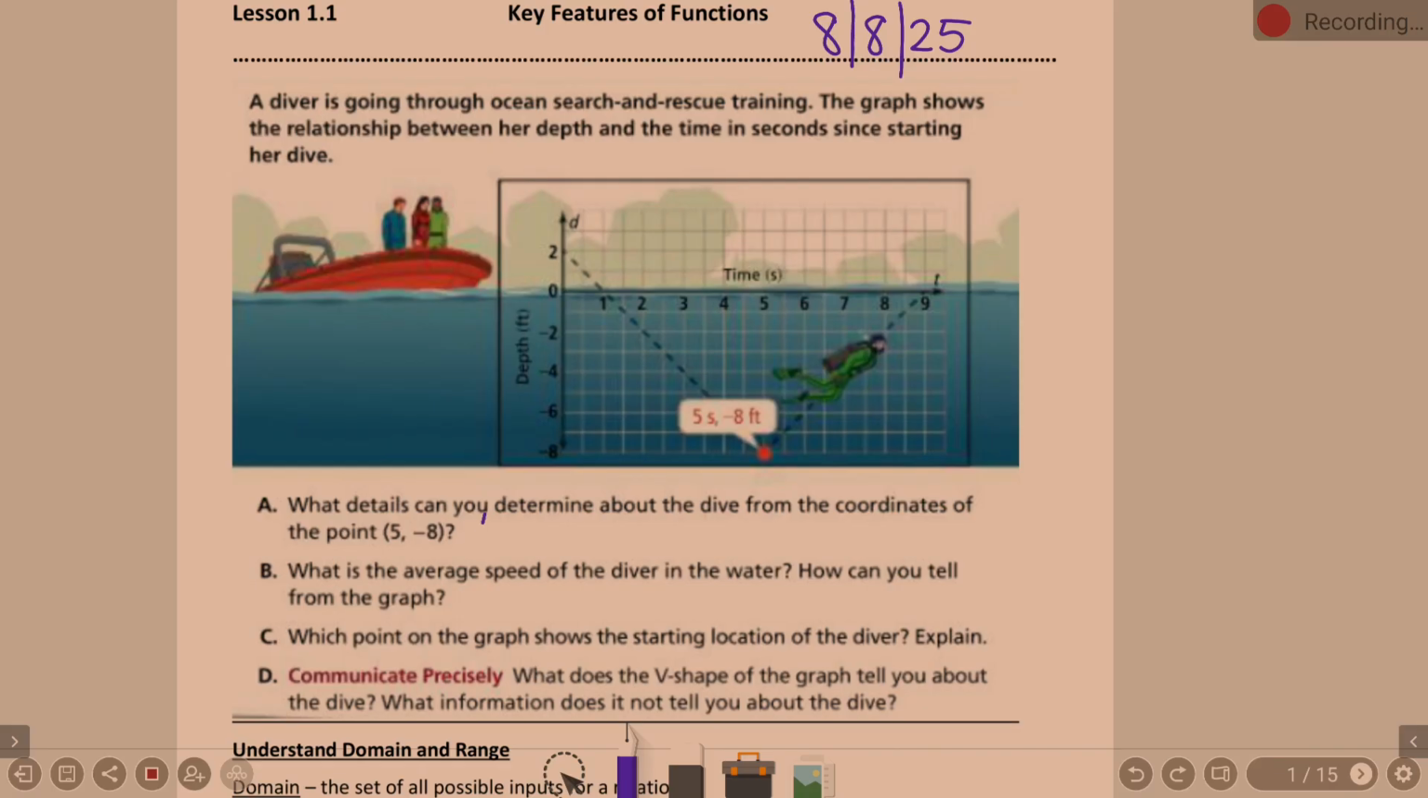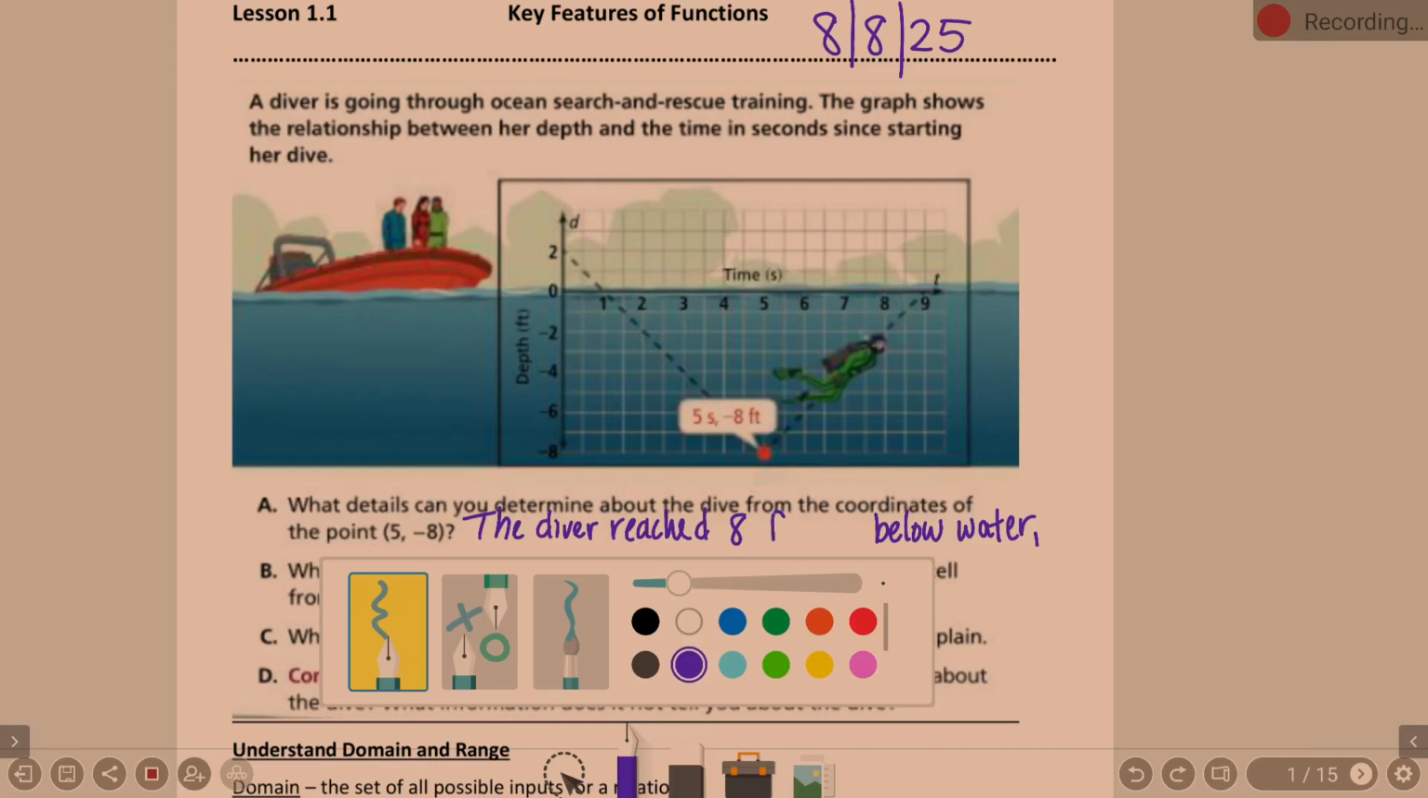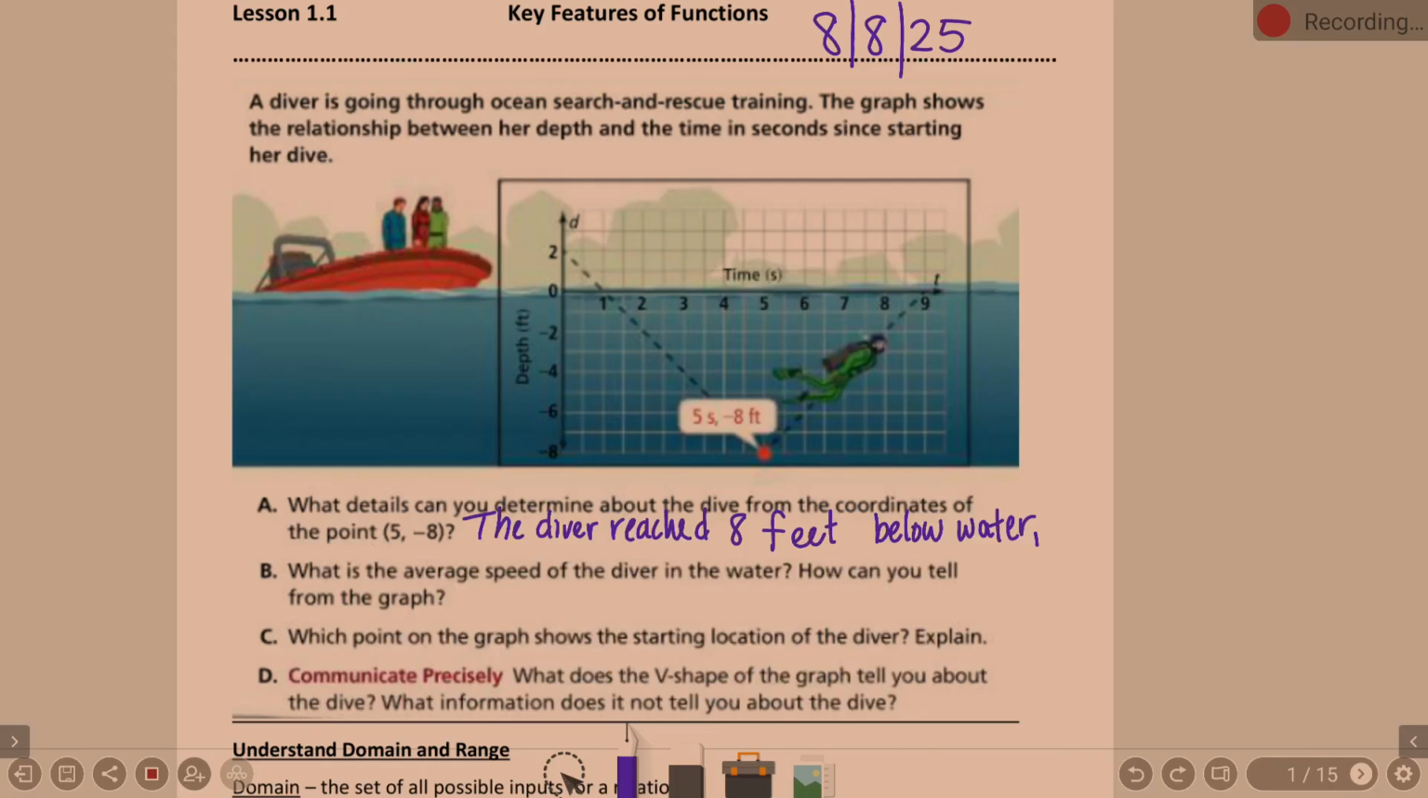Okay. I'm going to say the diver reached 8 seconds below water. Yeah. Thank you. Definitely not seconds. I don't know what I'm doing there. Gosh. 8 feet below water, and then I'm going to say 5 seconds. Goodness. Into the dive.